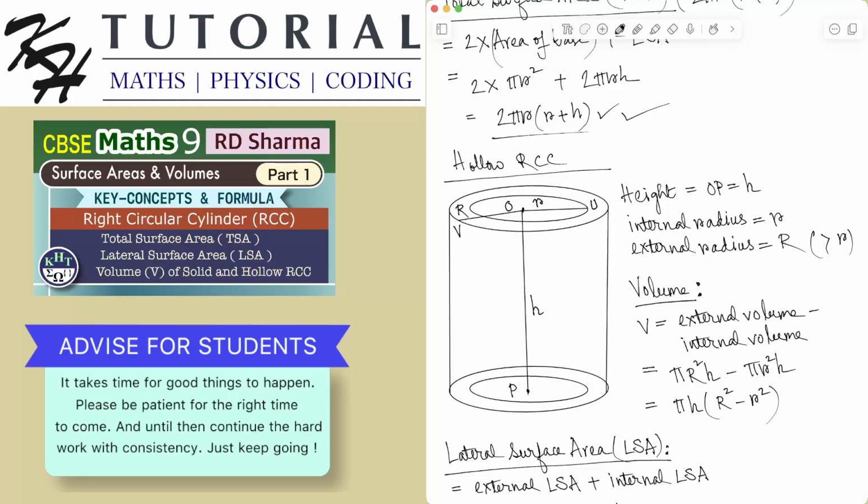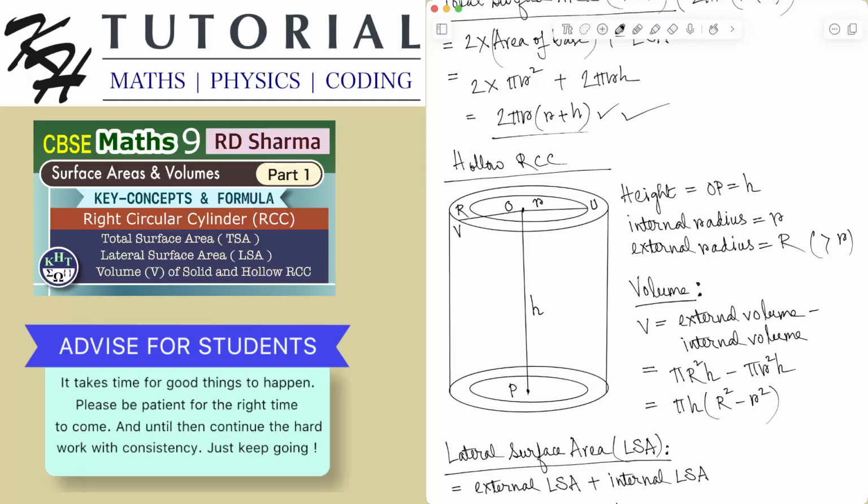I hope you will easily understand why the volume of a hollow RCC is equal to the external volume minus internal volume. Now what is external volume? External volume is, if you consider a solid RCC having radius equal to the external radius, which is capital R, that is the external volume of a hollow RCC.